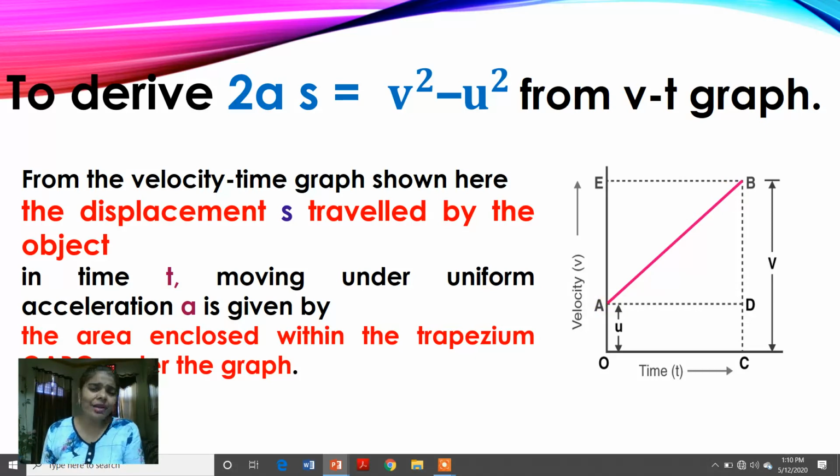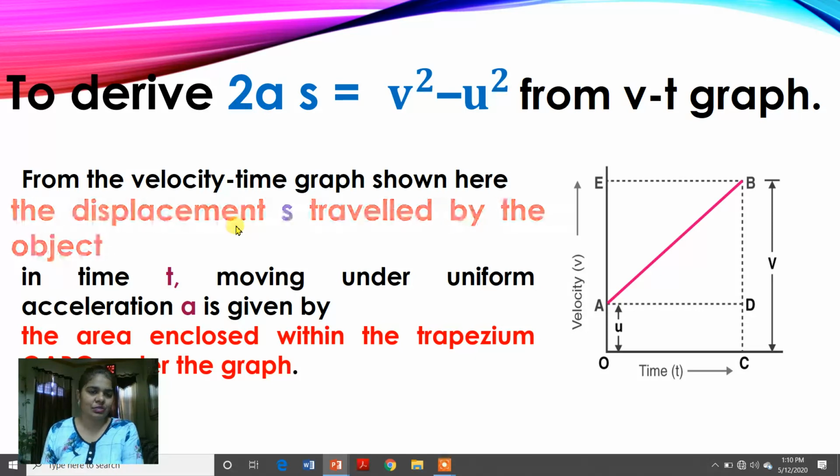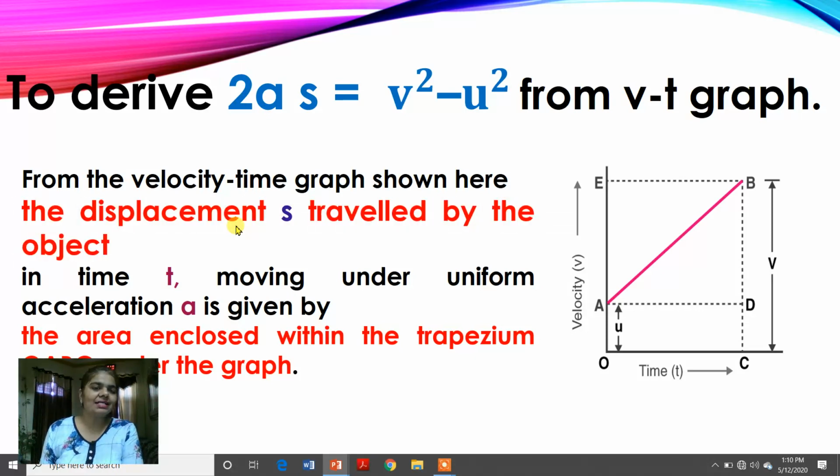So whether we are talking of distance or displacement, both will be the same thing. So here in this graph, what will the area under this velocity-time graph give us? Yes, it will give us displacement, or we can say distance also. So displacement S traveled by the object in time t moving under uniform acceleration is given by the area enclosed within the trapezium.